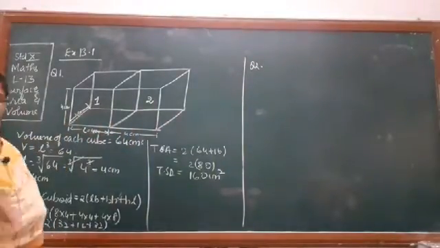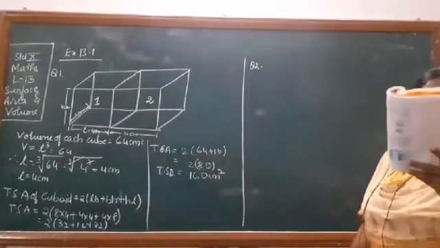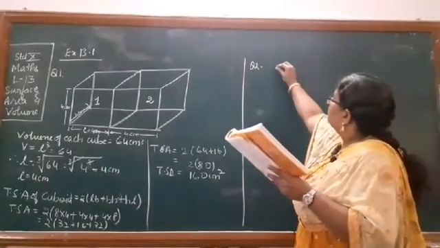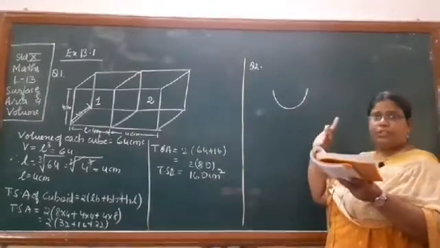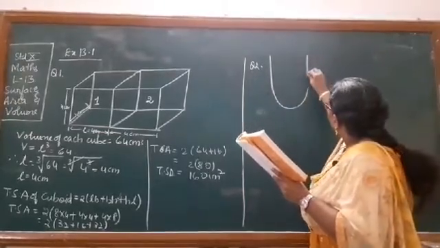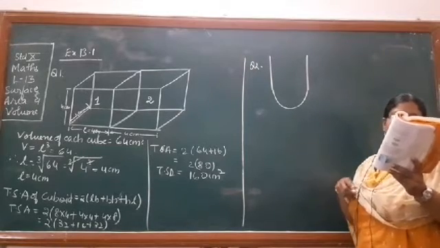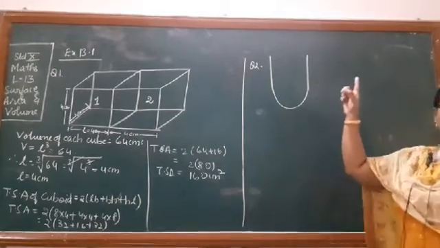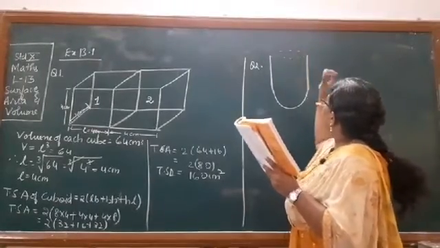Second question, the question says, a vessel is in the form of a hollow hemisphere which is mounted by a hollow cylinder. There is a hollow hemisphere, its upper portion is not there, it is hollow, and a cylinder is mounted on it, which is also hollow. So a vessel is in the form of a hollow hemisphere which is mounted by a hollow cylinder. This is how it is a hollow one.